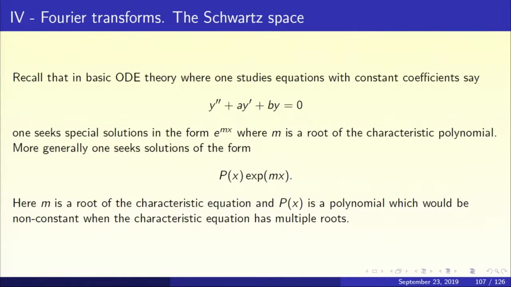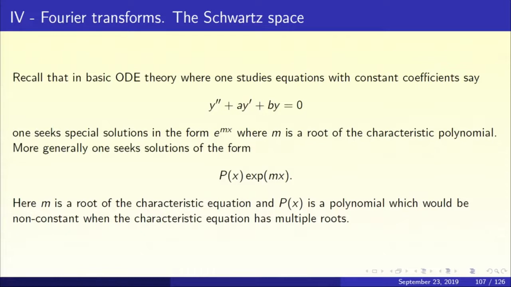You feed a special solution e to the power mx into the differential equation. What do you get? From the y double prime you are going to get m squared e to the power mx. Ay prime is going to give you am e to the power mx and by is going to give you b times e to the power mx. E to the power mx is never 0. So if this e to the power mx has to be a solution of this differential equation, compulsorily m squared plus am plus b must be 0, or m must be one of the two roots of the quadratic polynomial m squared plus am plus b equal to 0.